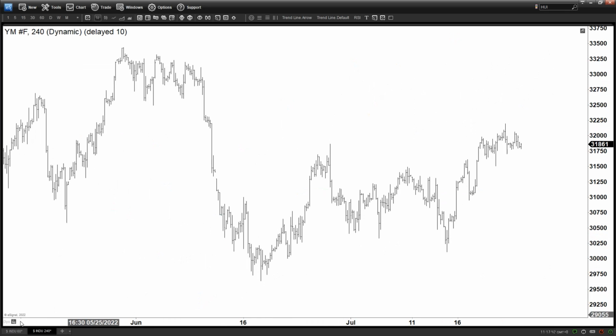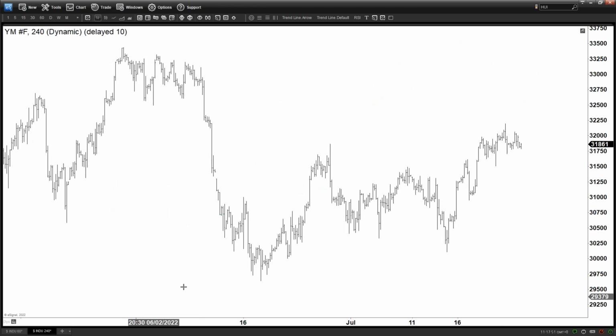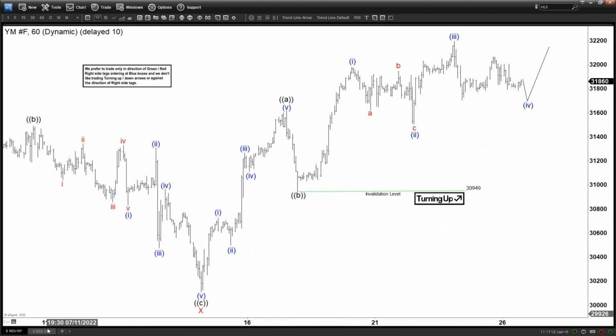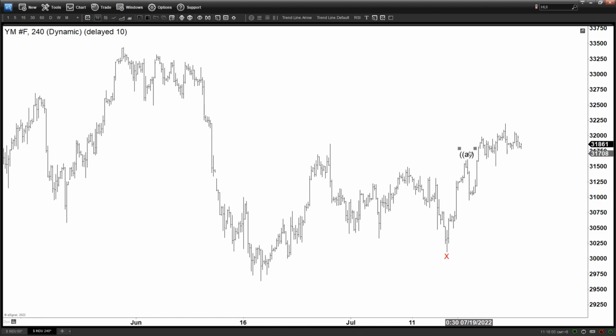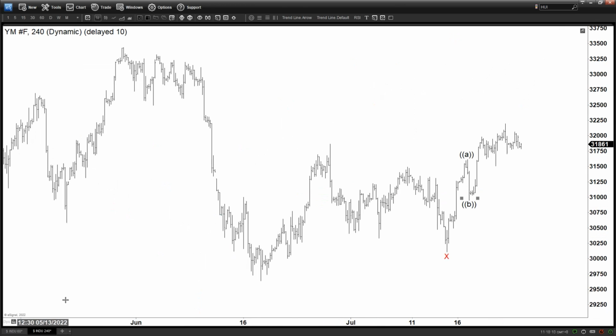If I look at the 4-hour time frame, let's copy some of this label. Let's copy in the X here in the proper place. This is the X in the 4-hour. Then the A and the B here in the proper place. What we are looking at now is the idea that we might still see one more push higher to finish the C and to finish the Y. So something like this is what we expect.